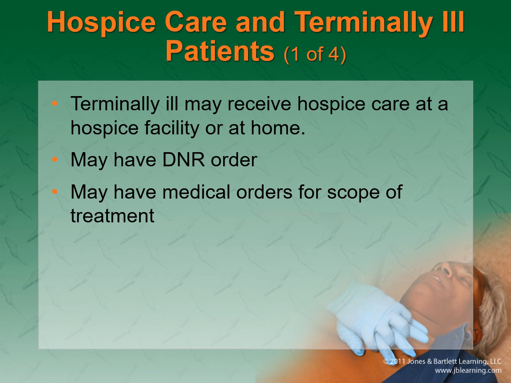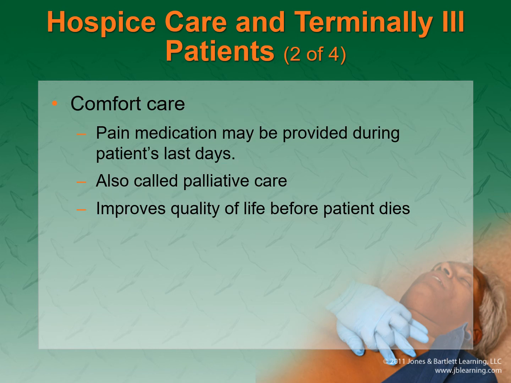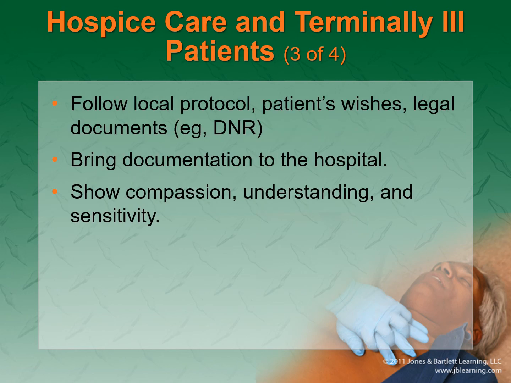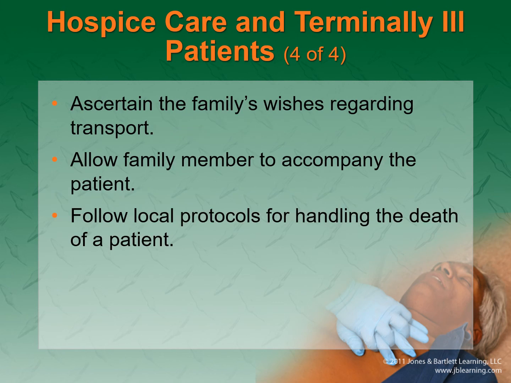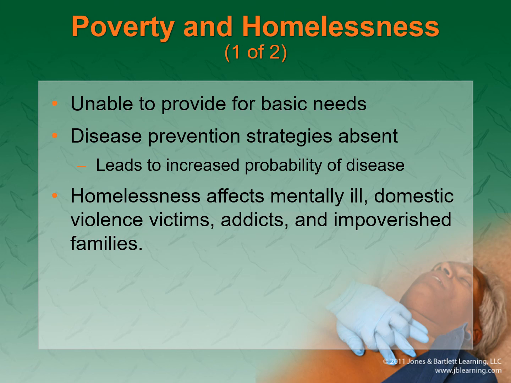Now, hospice is just terminally ill patients who may receive hospice care, which is basically just end-of-life care. They may or may not have a DNR order. You need to look into that. Every state's going to handle this a little bit different, but the idea is it's basically comfort care. It's pain medication and just really trying to improve that quality of life in the last few days. Follow local protocols, though, when you're dealing with one of these hospice patients. Allow family members to transport the patient if you're deciding to transport the patient. Let the family come.